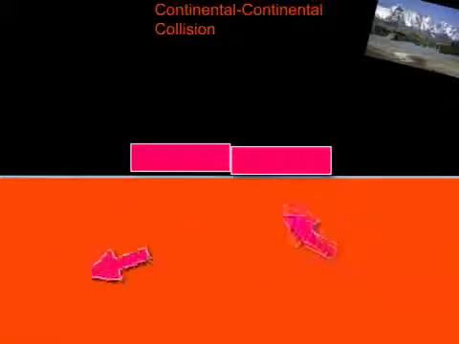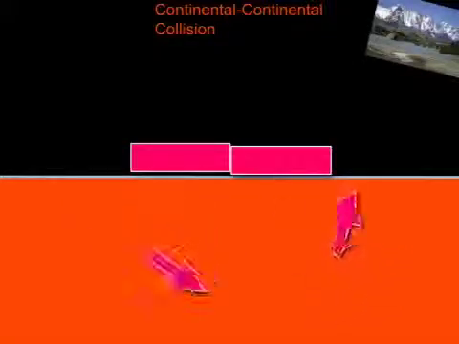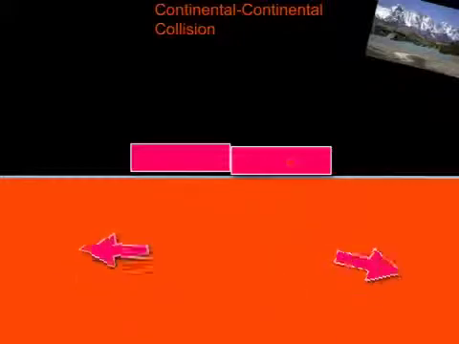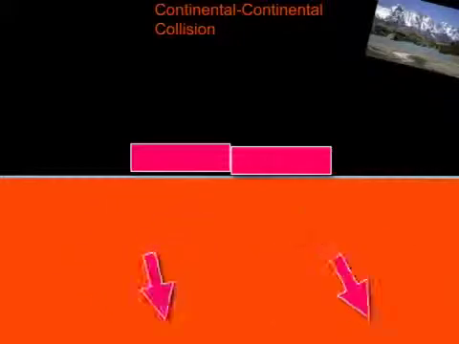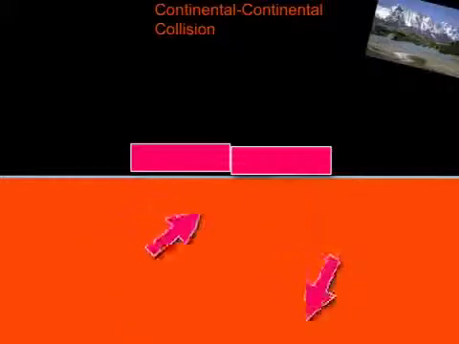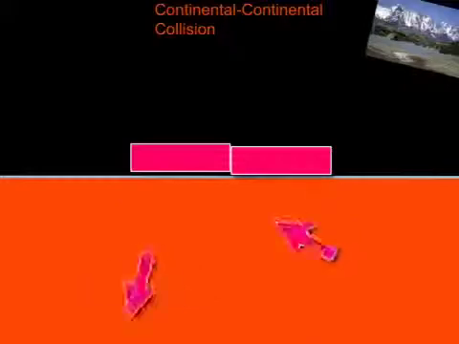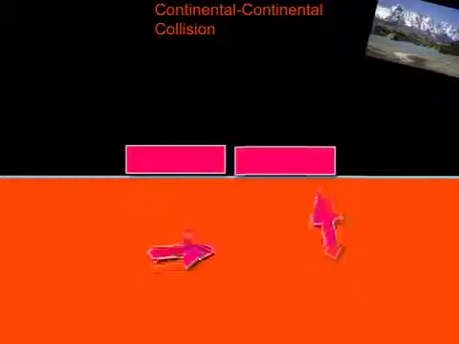Continental-continental collision. Again, this is the mantle, and these are the convection currents. And this is the plate tectonics. Because the two convection currents are moving together, the two plate tectonics will collide.